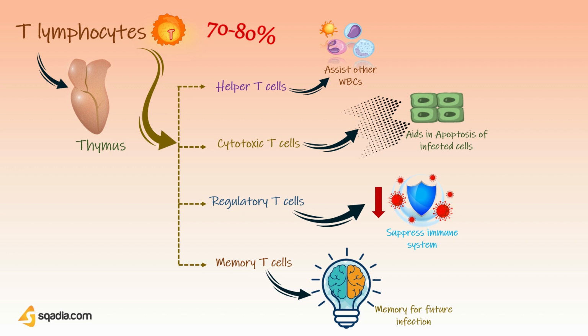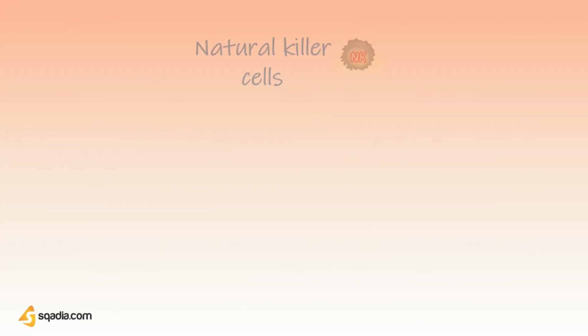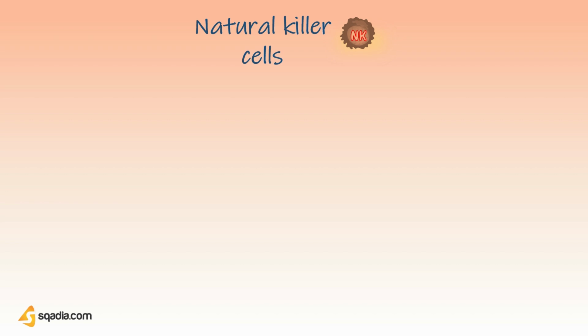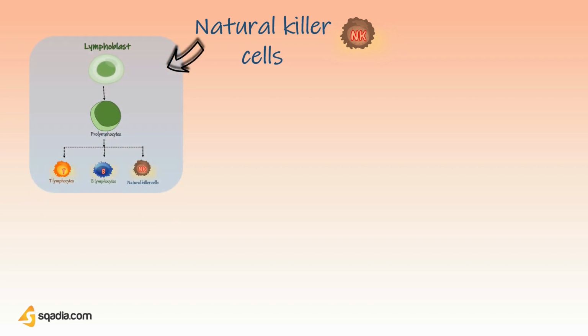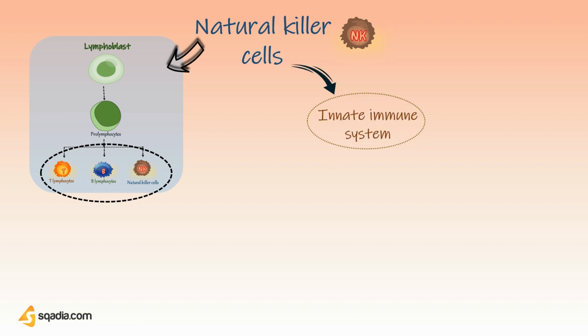Now the last lymphocytes are natural killer cells. Natural killer cells also belong to the family of lymphocytes, as they are derived from the same common progenitor as that of T and B lymphocytes, but they are mainly involved in the innate immune system, as they quickly respond to a wide variety of pathological reactions by detecting and destroying infected cells.